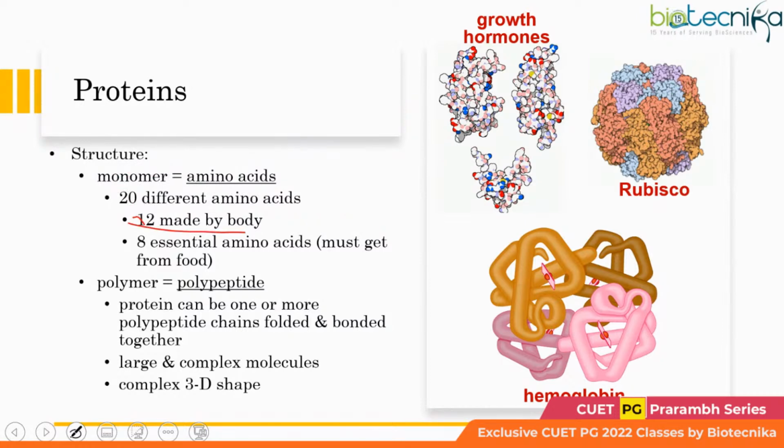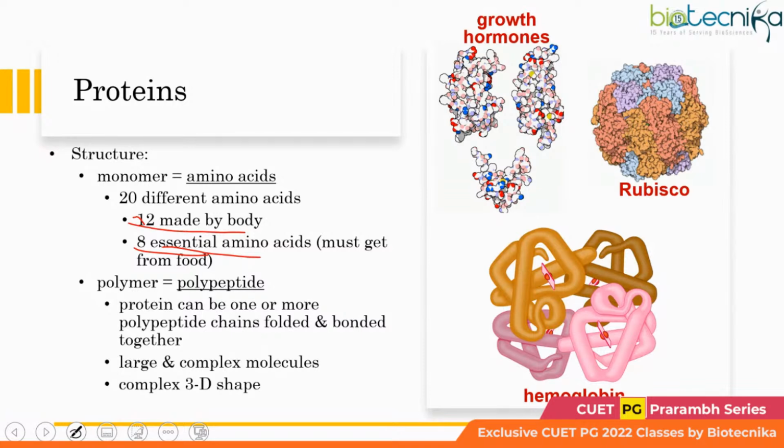Out of the 20, you should remember 12 are made by the body, and the remaining 8 you have to supplement from the food. They cannot be produced in the body. That's why they are called essential amino acids. So you must know the list of essential amino acids also. You must learn from the books. I'm not discussing it here because of time constraints. I have to cover many topics today.